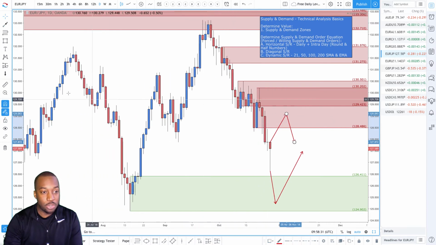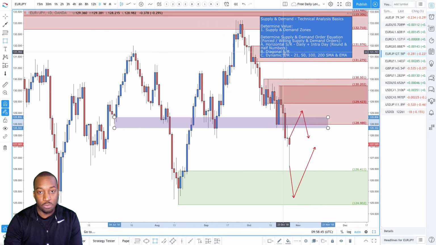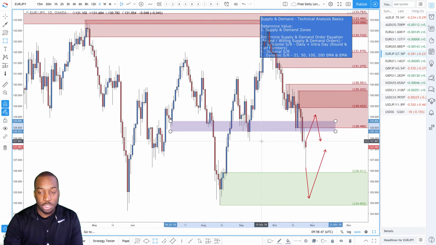And again, you can start to see where you have some support. Maybe we'll turn resistance in this area right here. Right, and again, just go through your supply and demand equation.